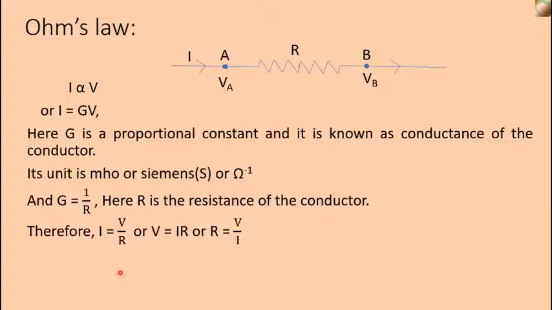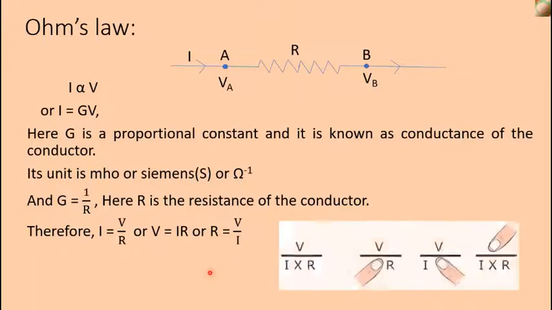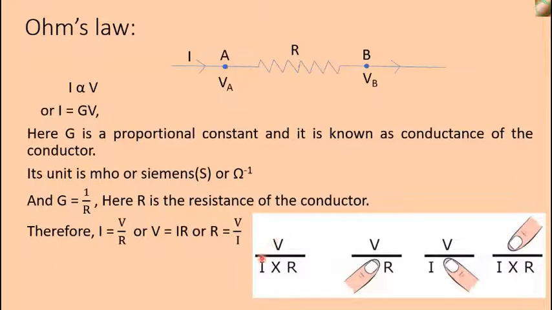Therefore we can write I is equal to GV and G is equal to 1 divided by R. Therefore we can write I is equal to V divided by R, or V is equal to IR, or R is equal to V divided by I. From this figure we can easily determine the relation between I, V, and R.